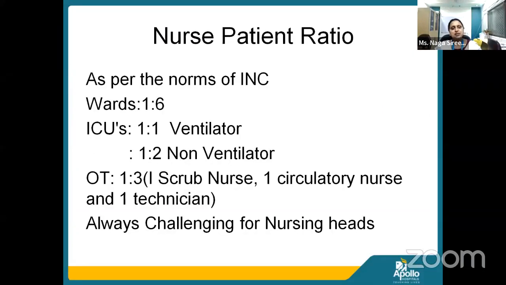Coming to the nurse-patient ratio, which is very, very important. As per the INC norms, all the nursing leaders struggle with this ratio, 1:6 for the wards. For ICUs, it is 1:1 for ventilator patients and 1:2 for non-ventilator patients. Coming to the OT, 1:3, as you all know: one scrub nurse, one circulating nurse, and one technician.